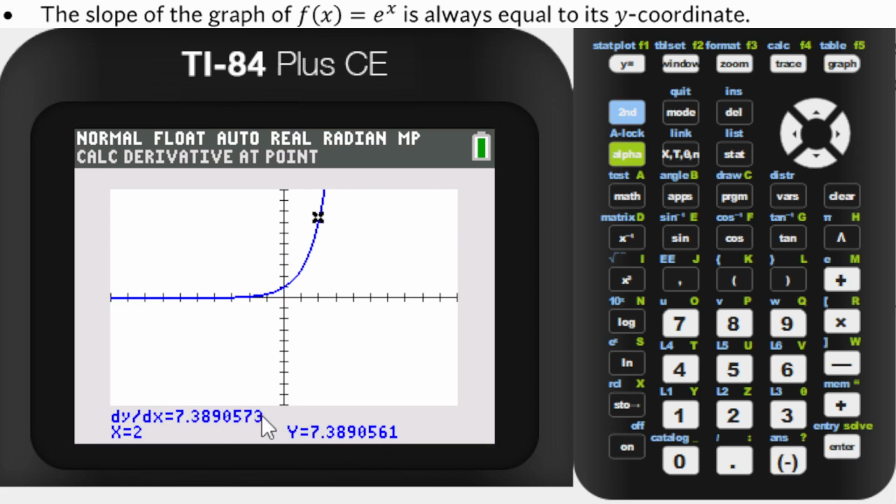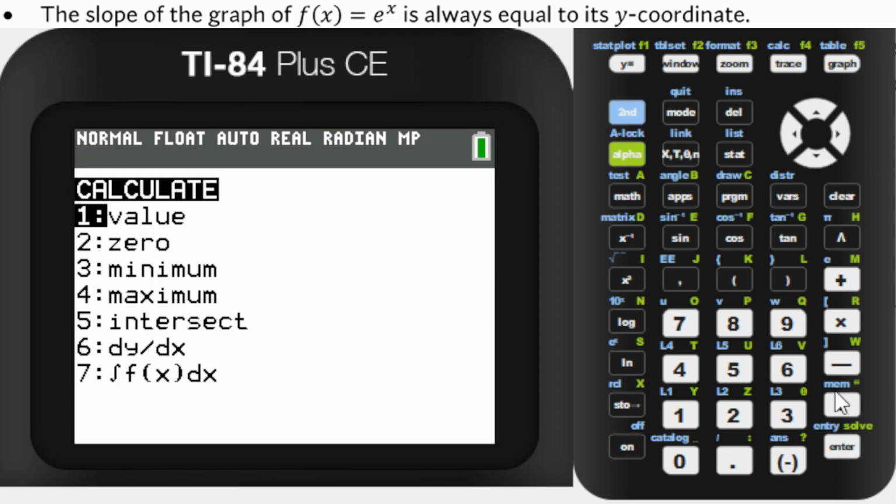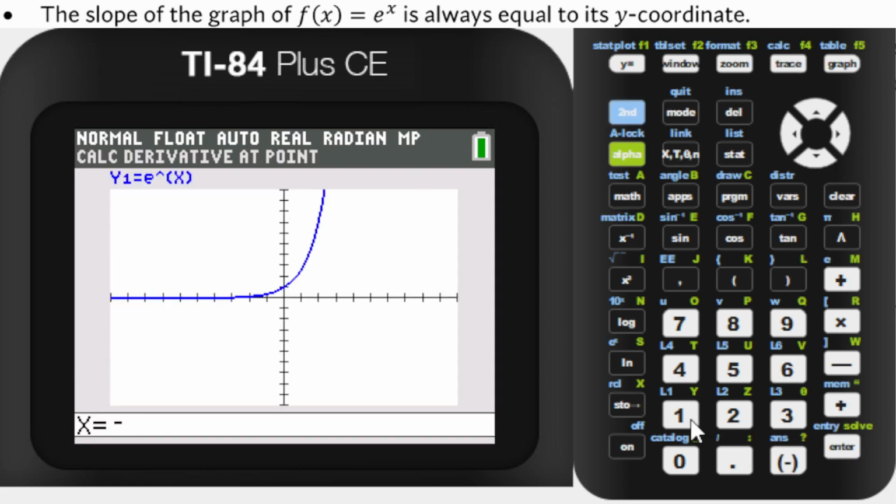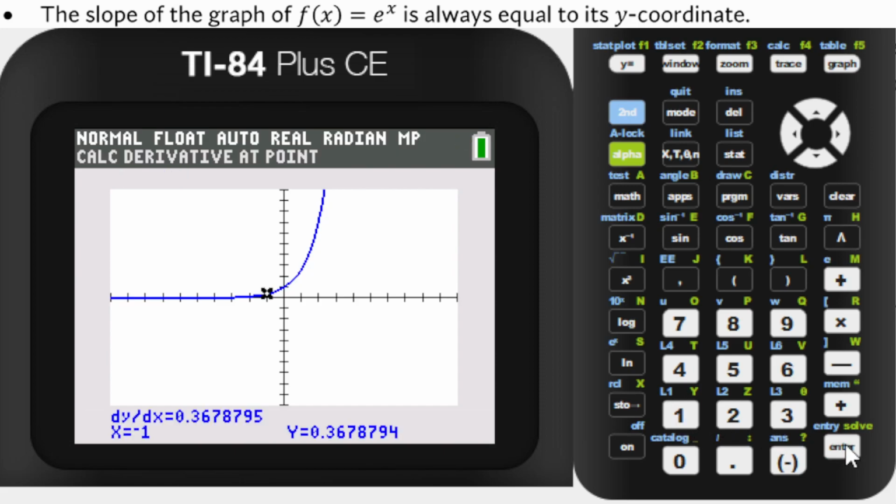This is round-off error. I don't know, maybe I should use Desmos or something. But we calculated the slope at this point, and we see that the 7.389 is the same over there, 7.38905 and something bigger than 5. Then I could also do the same thing for the slope at x equals -1, and that's 0.367. We're seeing the same slope as the y-coordinate.